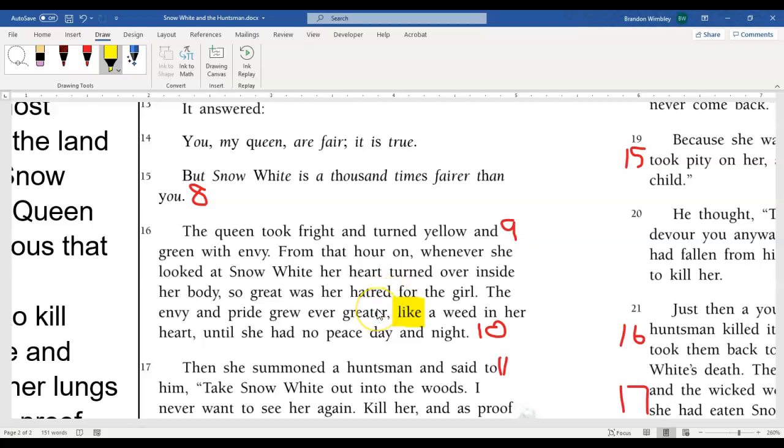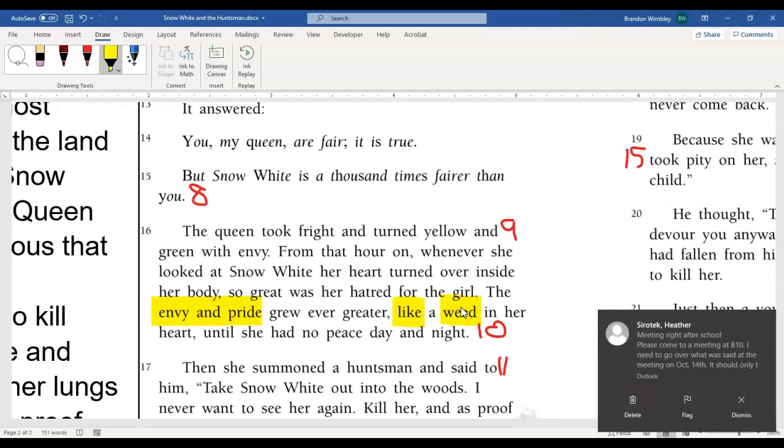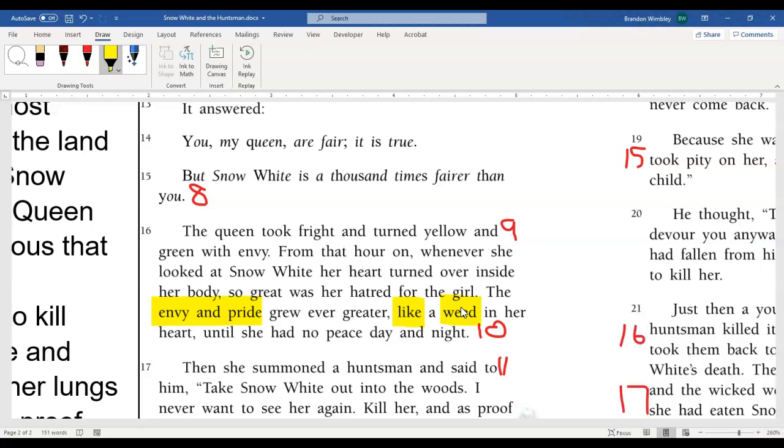The envy and pride grew ever greater, like a weed in her heart. So what's it comparing here? It's comparing envy and pride to a weed. So they're saying these things are what's growing. So these bad feelings are like weeds in a garden. Now, what does this mean? It means that the queen's jealousy is growing fast and kind of crowds out her better feelings, just like a weed grows fast and crowds out better plants.